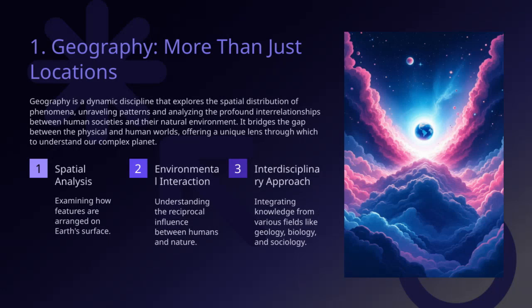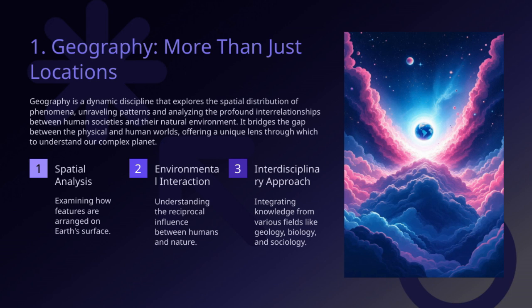Now, let's look at how geography is truly a dynamic discipline. It goes beyond just knowing where things are. It's about exploring the spatial distribution of various phenomena across our planet. This means examining how natural and human-made features are arranged on Earth's surface. By doing this, we can uncover patterns and understand the interconnectedness between different elements. For example, how human societies influence their environment and vice versa. This relationship is at the heart of what geography studies.